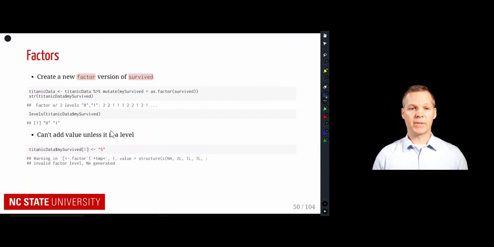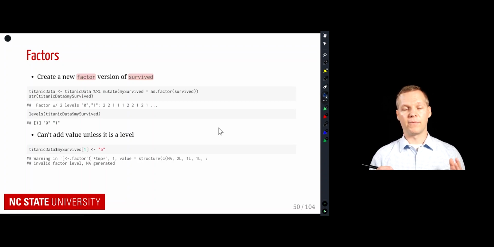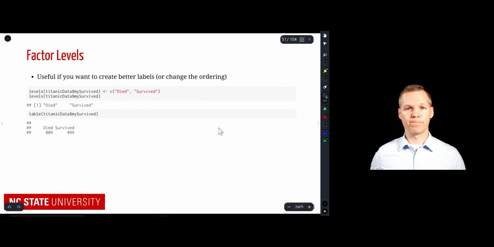So if we try to add something like 5, so if I try to replace the first element of the mySurvived vector with a 5, it's going to say, no, I can't do that. That is not one of the levels that you have specified up here. So again, this is one of the good things about factors, but also bad things. If you have a variable that only takes on a couple values, it's really great. If you don't, you shouldn't use them as factors generally.